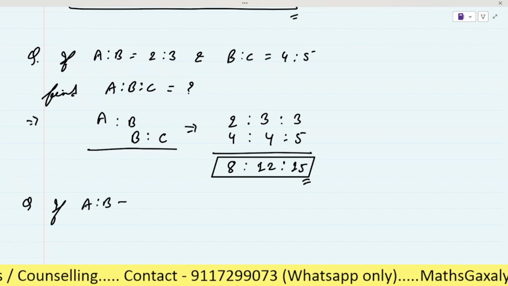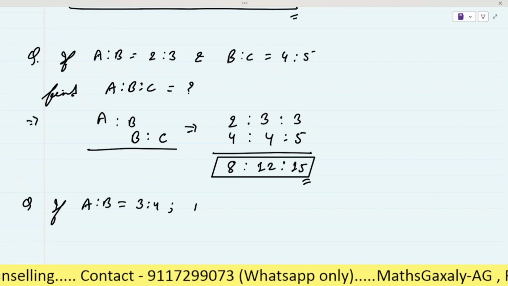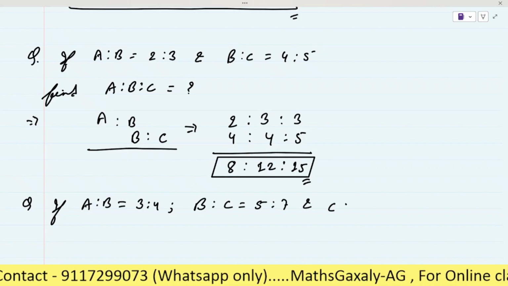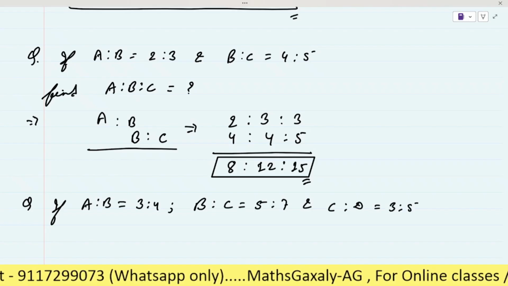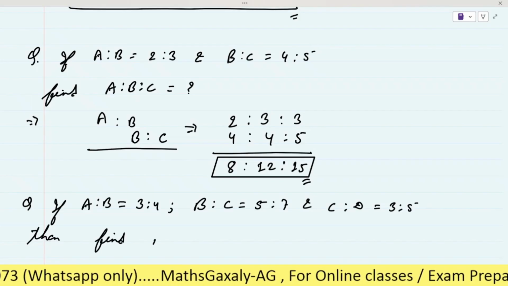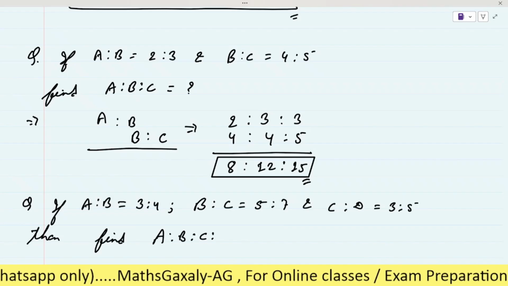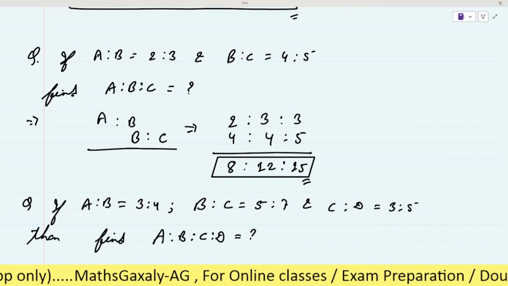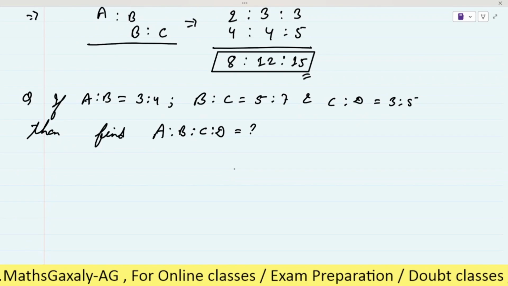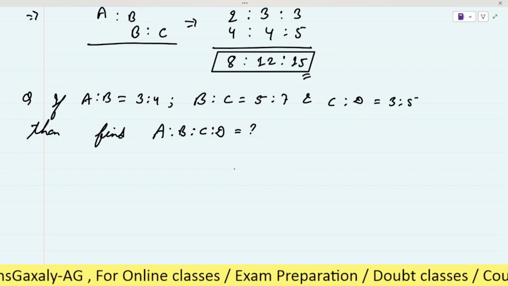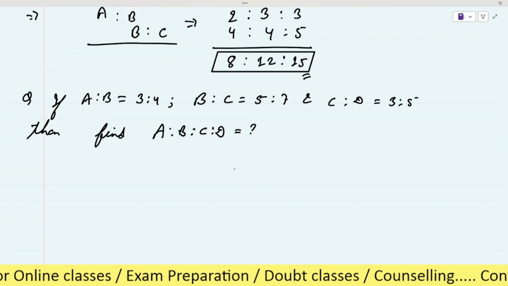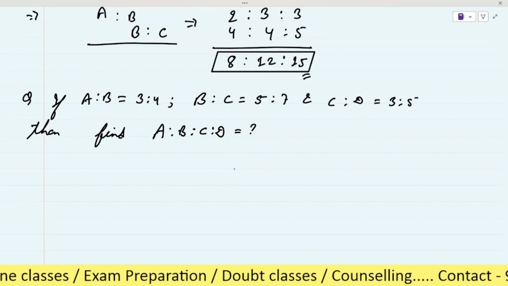If a is to b is equal to 3 is to 4, b is to c is equal to 5 is to 7, and c is to d is equal to 3 is to 5, then find a is to b is to c is to d. Just try this one. a is to b is 3 is to 4, b is to c is 5 is to 7, c is to d is 3 is to 5. You have to find a is to b is to c is to d. First try it by yourself, then I will explain it.